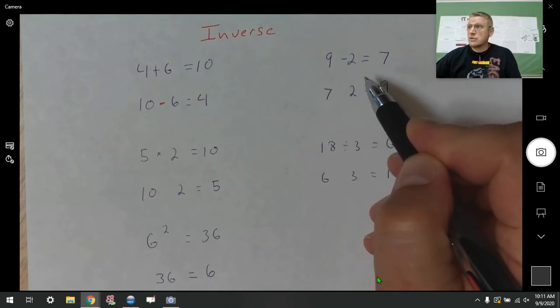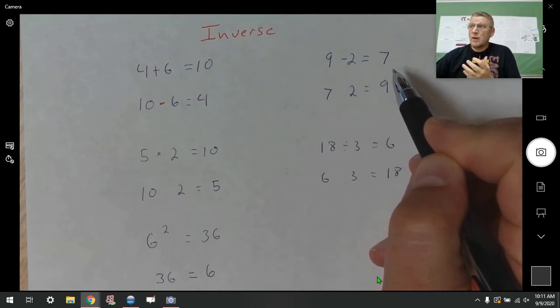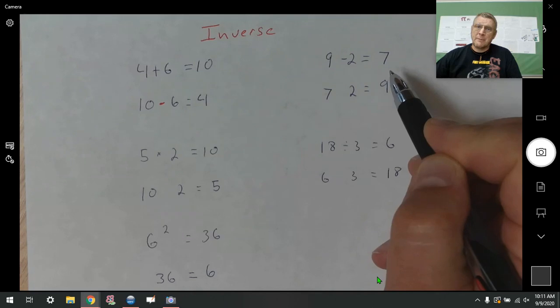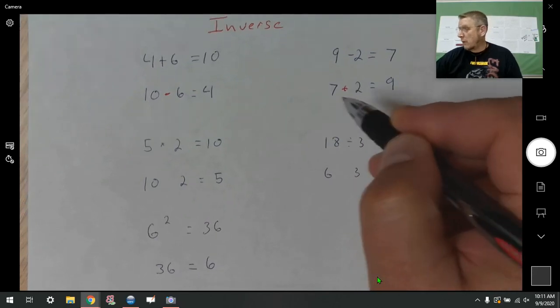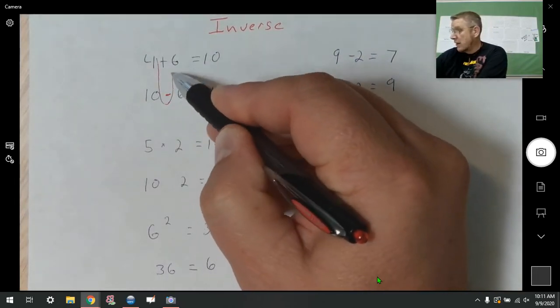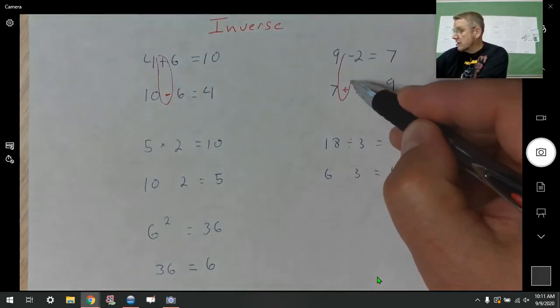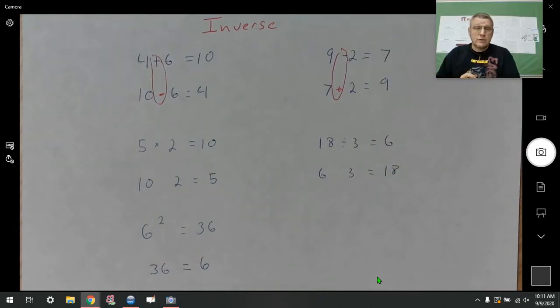And same thing with subtraction. If I have 9 minus 2 equals 7, well, I have my 7, but I want to get back to my 9. What do I have to do to undo what I've already done? I want to add 2. So that's why we say addition and subtraction are inverses of each other. If we go backwards, we undo what we've already done.